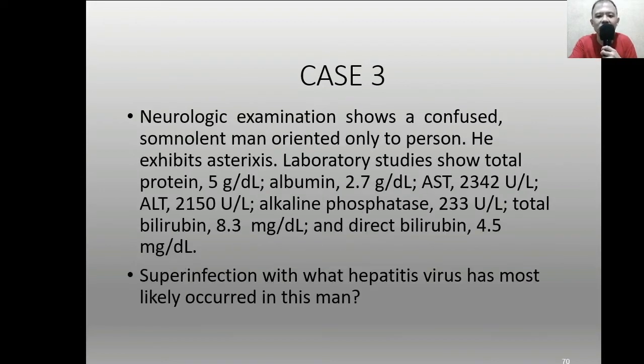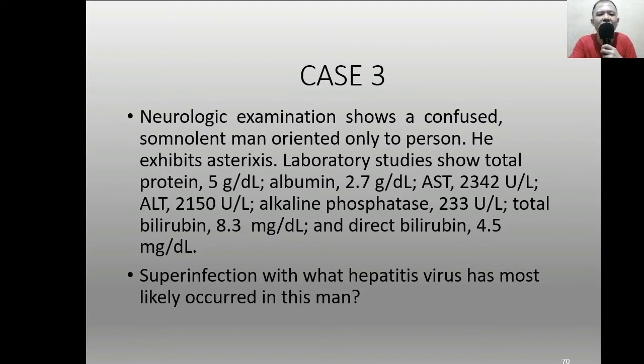Neurologic examination shows a confused, somnolent man oriented only to person. He exhibits asterixis, and the labs are: total protein 5, albumin 2.7, those are low. AST 2342, that's high. ALT, that's high, 2150. Alkaline phosphatase, that's still high. Total bilirubin, that's high. Direct bilirubin, that's still high, 4.5.